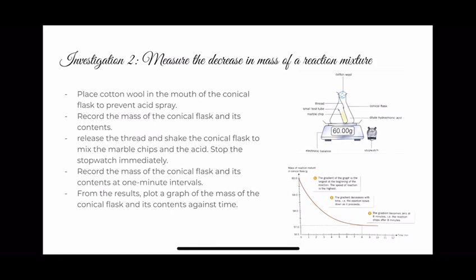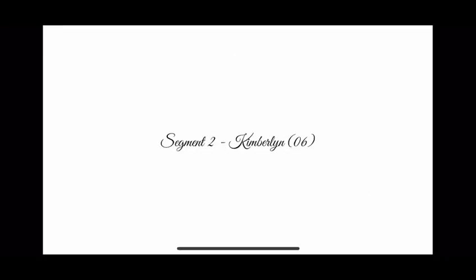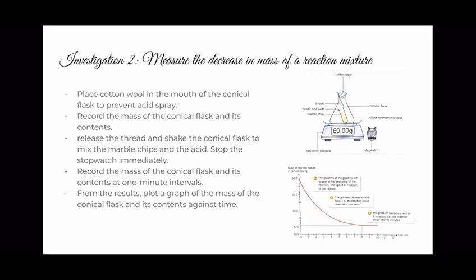Firstly, record the mass of the conical flask and its contents. Release the thread and shake the conical flask to mix the marble chips and the acid. Start the stopwatch immediately. Record the mass of the conical flask and its contents at 1-minute intervals. From the results, plot a graph of the mass of the conical flask and its contents against time. Since the gradient of the graph is the largest at the beginning of the reaction, the speed of reaction is the highest. However, it decreases with time as well. When the gradient becomes 0, the speed of reaction is 0 as well.